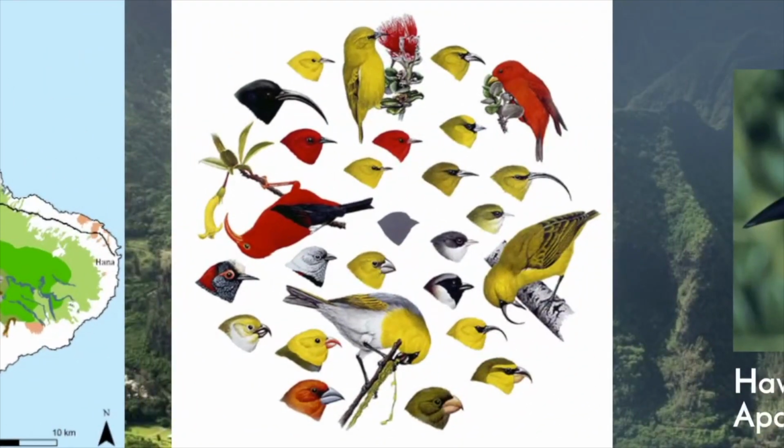Sadly, many species have gone extinct, and more forest birds are expected to join that list, as threats like habitat loss, introduced predators, and diseases continue.